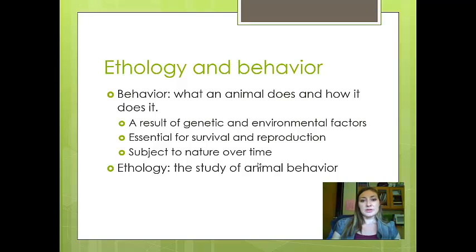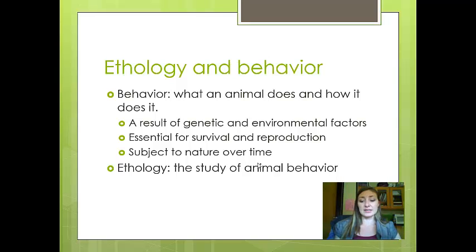The definition of behavior is what an animal does and how it does it. This is a result of both genetic and environmental factors. Behavior is essential for survival and reproduction. If you don't have the right behaviors, you're not going to survive, and if you don't survive long enough, you're not going to reproduce and pass on your genes. Any behaviors are subject to natural selection over time. That means certain behaviors are selected for over time, and other behaviors are not favored and are selected against.